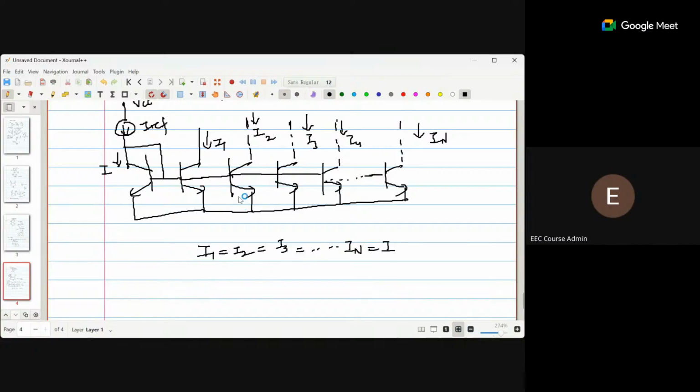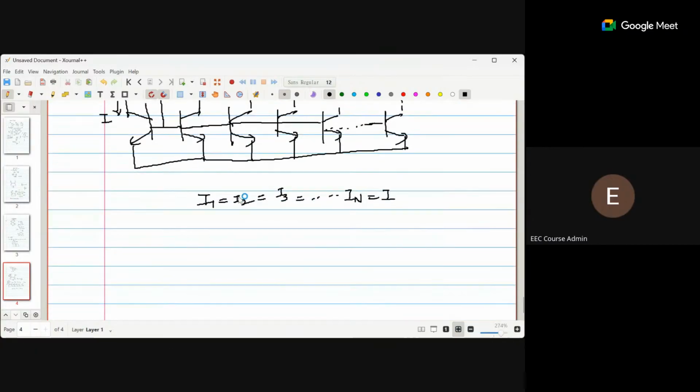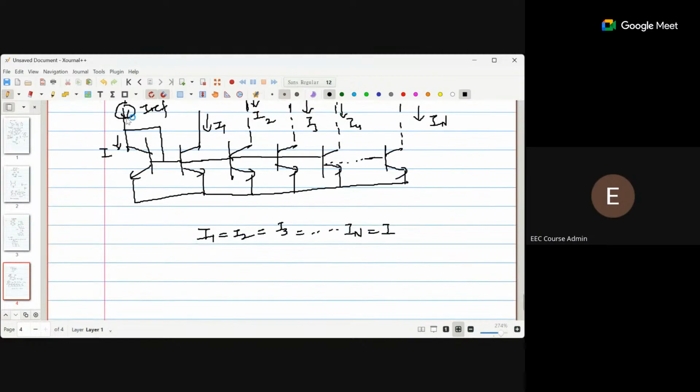Now maybe here I can write, if I am reaching this node from my reference, this flow as I, and this may be some other, maybe I prime or something like that if we choose. Okay, so what do we have at this node: I reference is equal to I plus I prime.